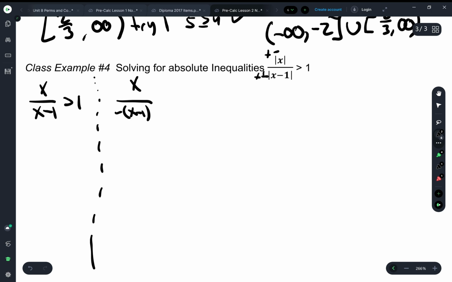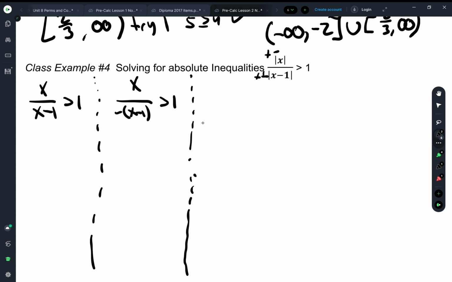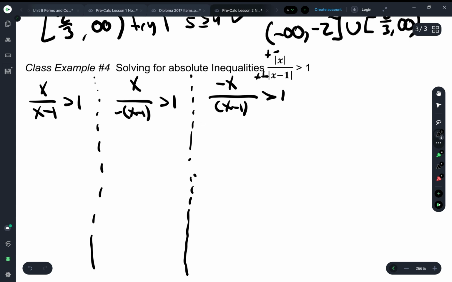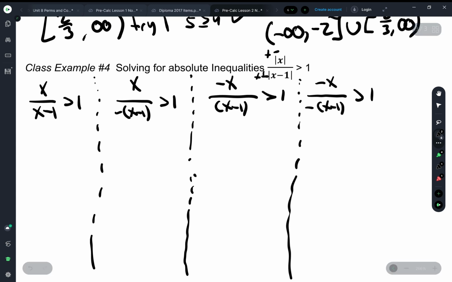Like that. It's your second option. Okay. Your third option is making the top negative. Like that. Okay. And then your fourth option is making them both negative. Like that. Okay. So if you want to help yourself organize, it's plus plus, plus negative, negative plus, negative negative.